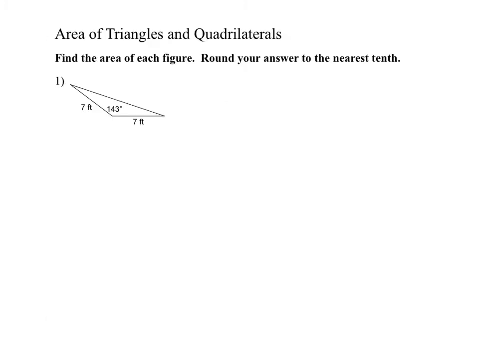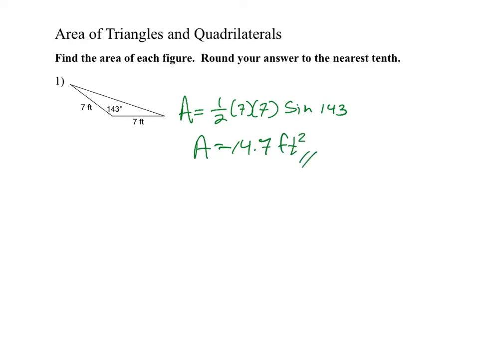So let's see. In this one, I have side, angle, side, so I can use the formula. Again, the area A equals 1/2 of the two sides times the sine of the included angle. So in this case the area here is 14.7 feet square. Make sure in this case that your calculator is in degrees.